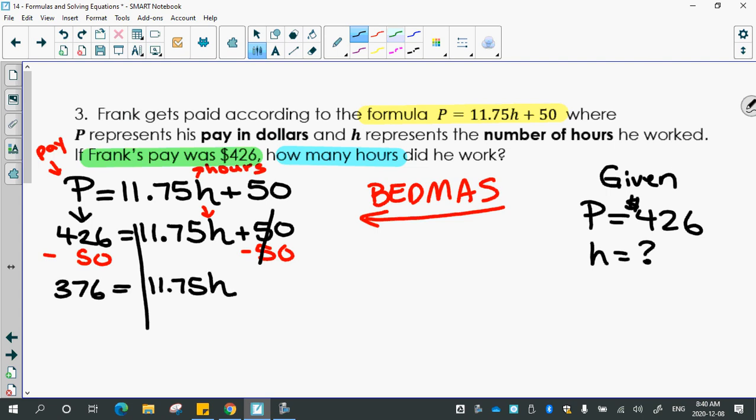11.75H. Okay? And the 11.75 is right beside the H, so it means multiply. So the inverse operation is divide. Often formulas have not as nice numbers as just normal equations have. So you might be unsure, is it okay to divide by 11.75? But yes, it is.